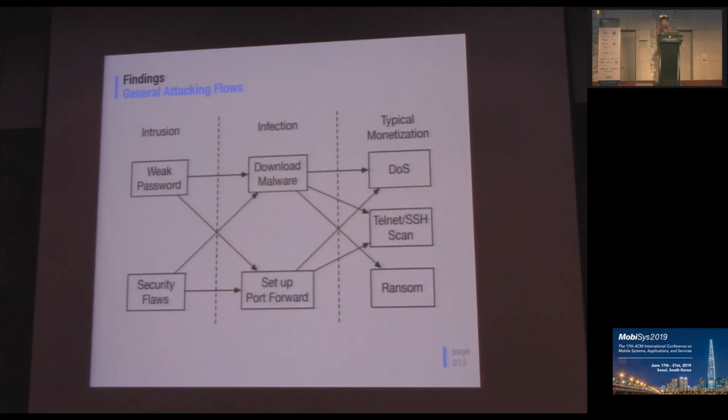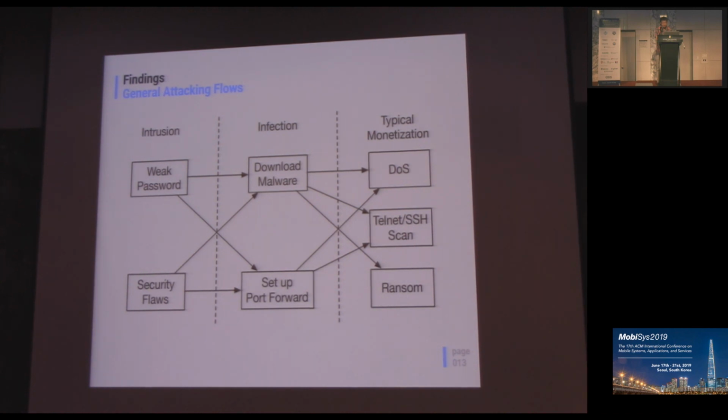And now let's take a look at the findings. The first thing I want to talk about is the general attacking flow. For malware-based attacks, there are generally three steps to go through. First, intrusion. Second, infection. And third, monetization. In the intrusion phase, most malware uses brute force method to log in. After the attackers successfully log in, they enter the infection phase and download the required malware. The downloaded malware usually connects to the command and control server, we also call it CC server, to wait for the command. Once they receive the command, the malware can perform various kinds of attacks, such as denial of service attack, telnet or SSH scans.